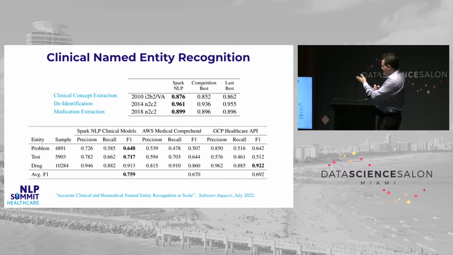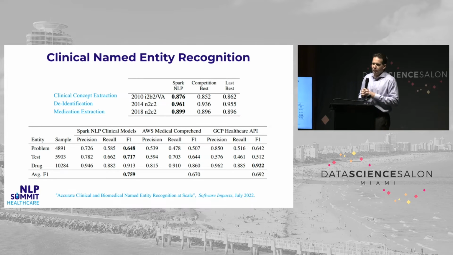So we have a recent paper that actually shows that on three of the most widely researched studies on clinical entity recognition, so the 2010 i2b2, 2014 i2b2 for de-identification, 2018 i2b2 for medication extraction, we actually established new state-of-the-art accuracy with Spark NLP for Healthcare with those models, and so that's actually available to you now out of the box.